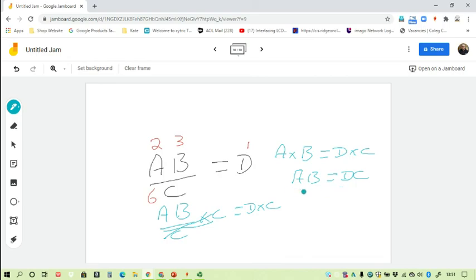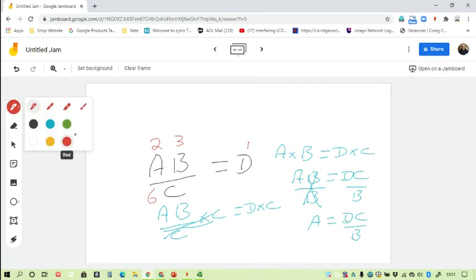So I'm going to do that in my second step, and I'm going to divide both sides by B. Okay, B divided by B is just 1, so it cancels out and disappears. So my final formula should be A equals DC divided by B. And if I go over here and I bring in my numbers, so A was 2, B was 3, D was 1, and C is 6. So 1 times 6 is just 6. 6 divided by 3 is 2. So I know I've transposed the formula correctly.